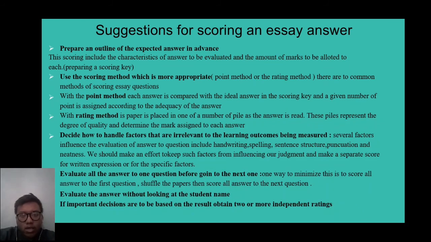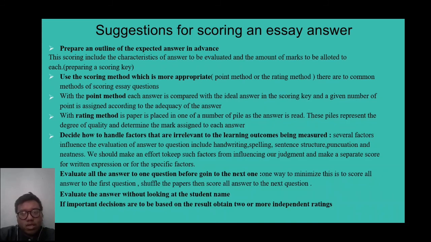And the third is decide how to handle factors irrelevant to the learning outcome being measured. Several factors influence the evaluation of answer to questions include handwriting, spelling, sentence structure, punctuation, and neatness. We should make an effort to keep such factors from influencing our judgment and make a separate score for writing expression or for the specific factor. And the next is evaluate all the answers to one question before going to the next one. One way to minimize this is to score all answers to the first question. Shuffle the paper, then score all answers to the next question. And the next is evaluate the answer without looking at the student name.